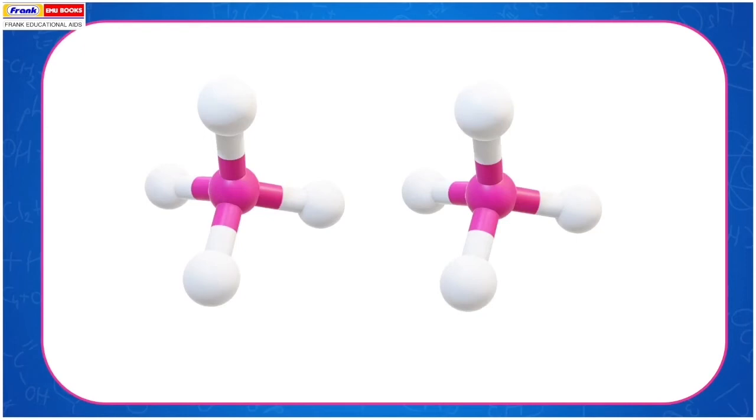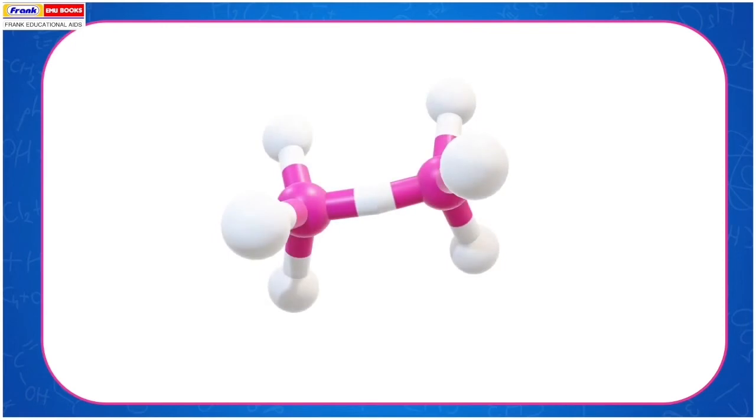The diagram on the left-hand side represents one carbon atom attached to 4 hydrogen atoms, in which 2 hydrogen atoms lie in the plane of the paper and 2 hydrogen atoms are projecting outward from the plane of the paper. In the diagram on the right-hand side, the carbon atom is linked to 4 hydrogen atoms in the same way. In the next diagram, we have 2 carbon atoms.